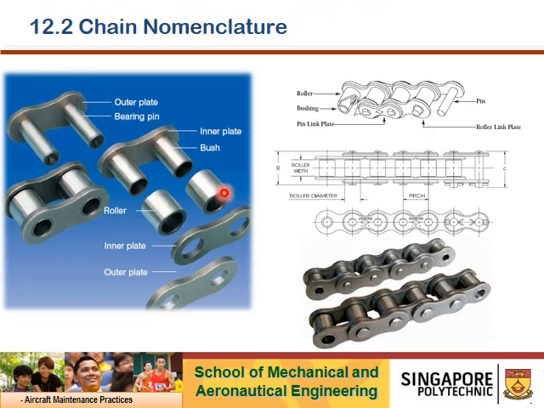Nomenclature for the chain. The chain itself is made up of outer plates and inner plates. The outer plate is attached to the inner plate, and there are two rollers on the bushing, and then again the inner and outer plates. This is how the individual links chain up together to form a long chain system.